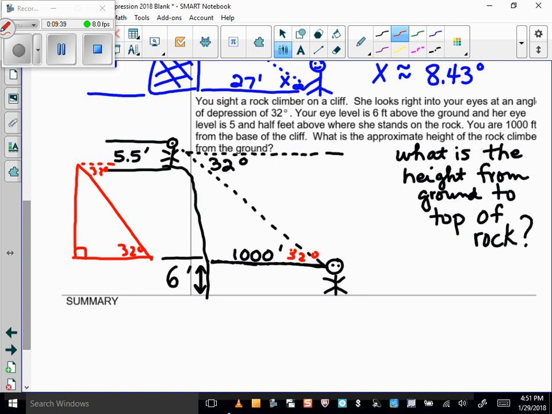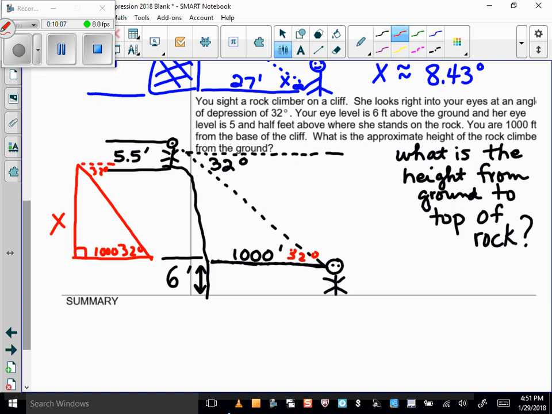I mean, you could call this one 58, but I'm just going to use that one. Okay, so 32, and this is 1,000. And this is what I'm really trying to find, right? How far is it up to the rock? So this part about her being 5.5 feet tall, that's really not pertinent information to this problem. So sometimes for these problems, you got to figure out what you need and what you don't need.